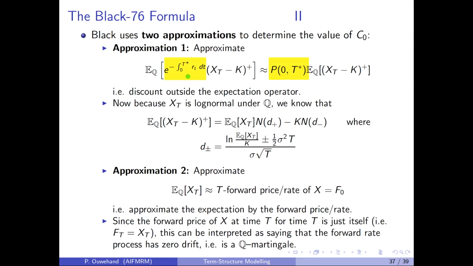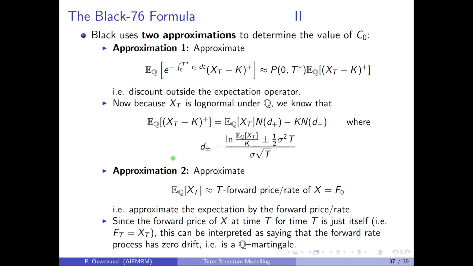And thus we have approximated the discount factor inside here, which is stochastic, by the value of the zero coupon bond. Now, because X_T is assumed to be log normal under the risk-neutral measure Q, it follows that the Q expectation of the positive part of X_T minus K is given by this formula here, where d plus and d minus are given by this expression here. Now notice that the Q expectation of X_T occurs both here as well as in d plus and d minus.